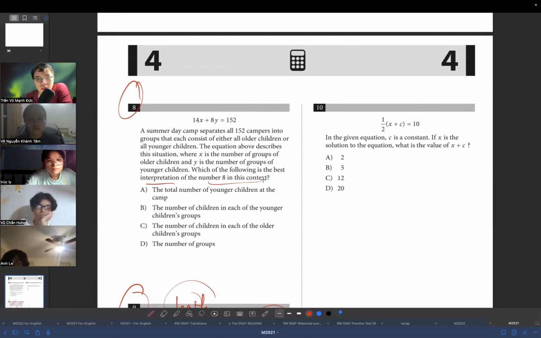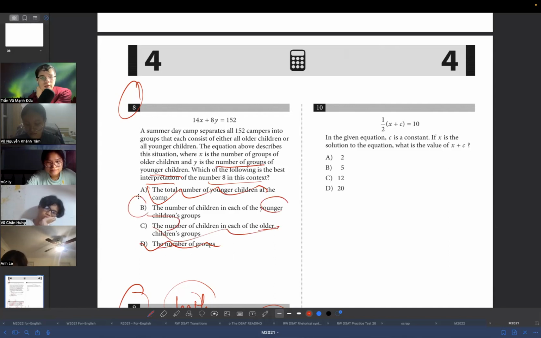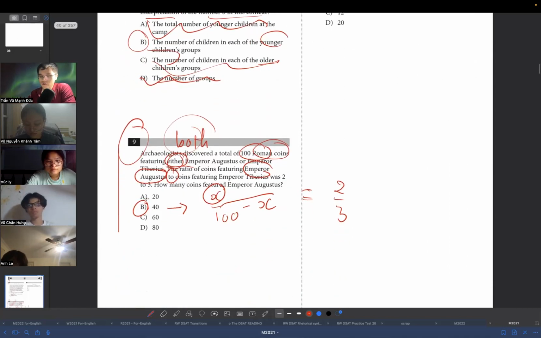And quickly I'll do the 8. Best interpretation of number 8 in this context. 8 is the number of groups in the younger children. The total is absolutely wrong. The number of groups is too much. Older children, wrong. The younger children, so it's B, right? So 8 is B and 9 is B also.